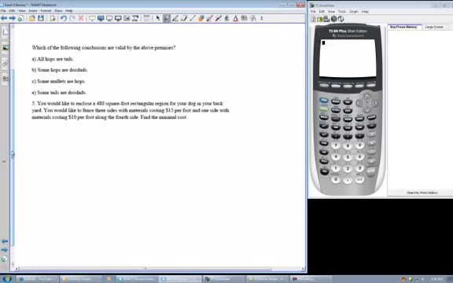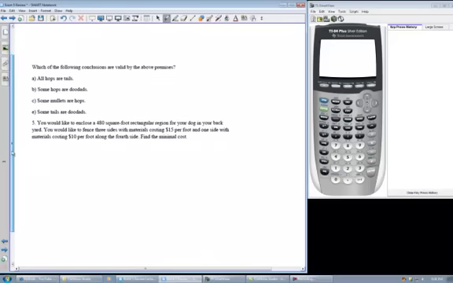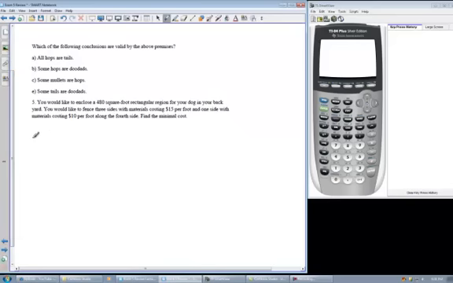Okay. So it says, number 5, you would like to enclose a 480 square foot rectangular region for your dog in the backyard. You would like to fence 3 sides with materials costing $15 per foot and 1 side costing $10 per foot. Find the minimal cost. All right, so how do we do this? All right, so let's draw a picture.